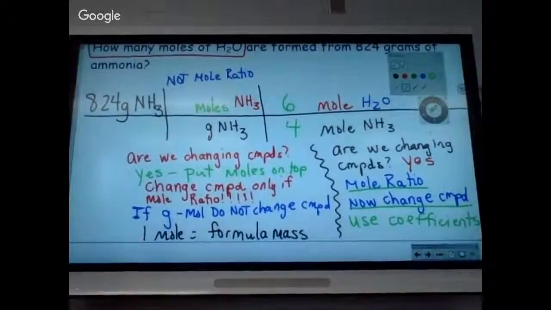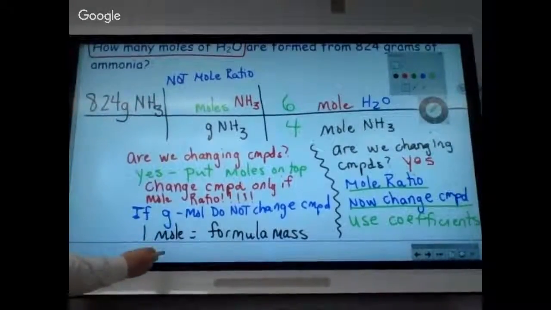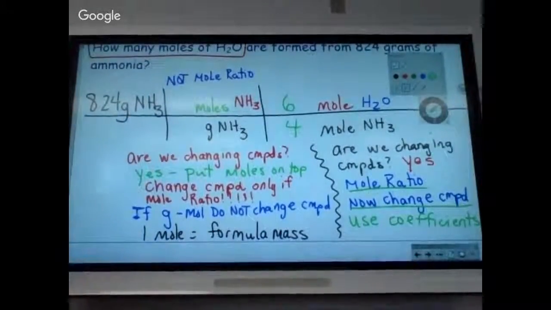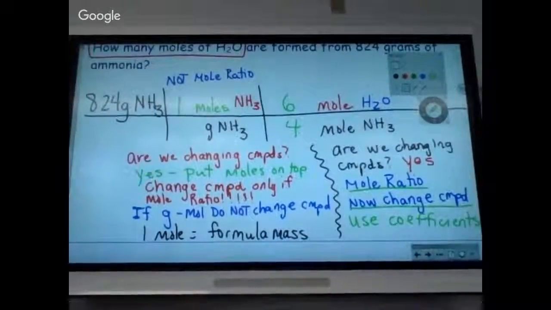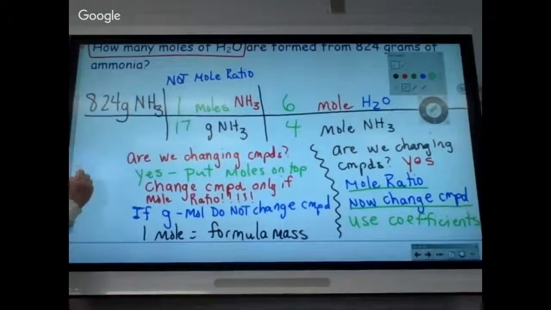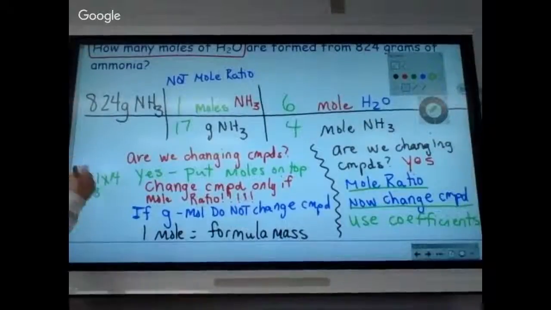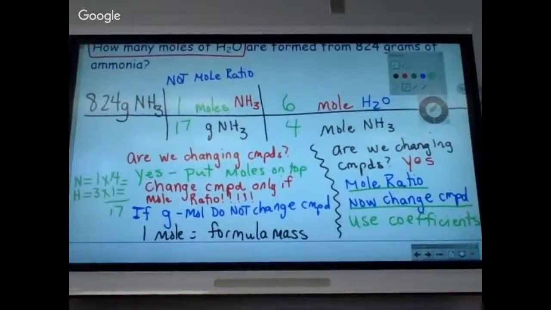Now that we're here, we use the 1 mole and the formula mass. So what do I put in front of moles? 1. And then NH3 is 17. N has how many? 1, H has 3. 14 is nitrogen. Hydrogen is 1. So you get 14 and 3, which is 17. Now, punch it on the calculator and make sure you can get that.